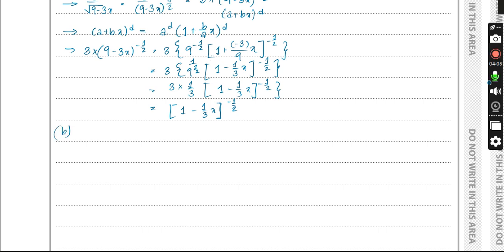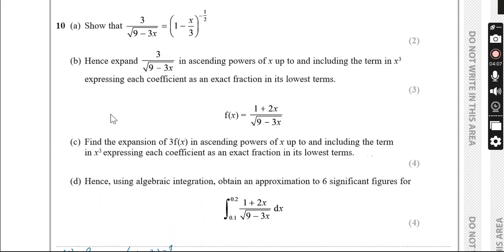For part B now. Hence, expand 3 by root over 9 minus 3x in ascending powers of x up to and including the term in x to the power 3, expressing each coefficient as an exact fraction in its lowest term.